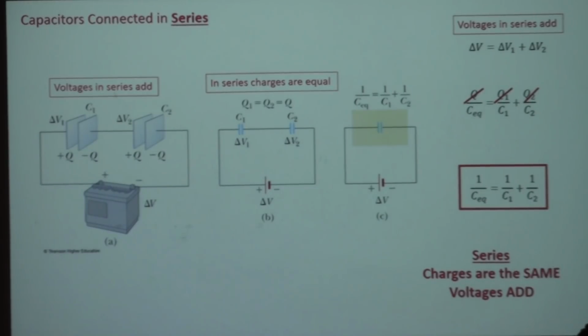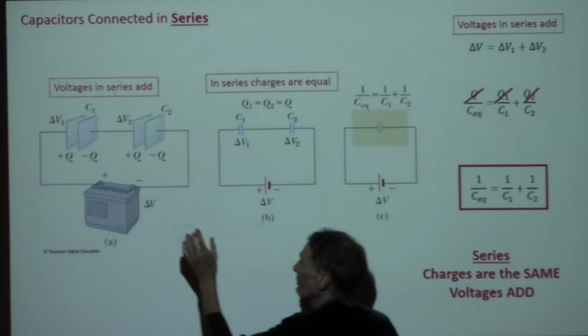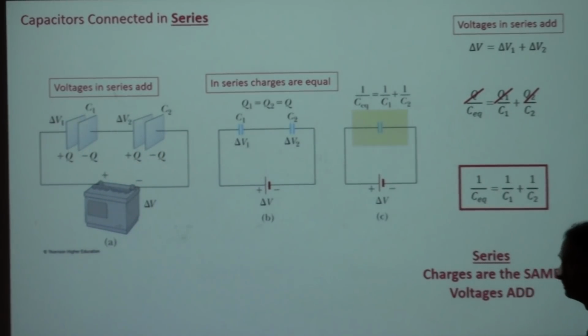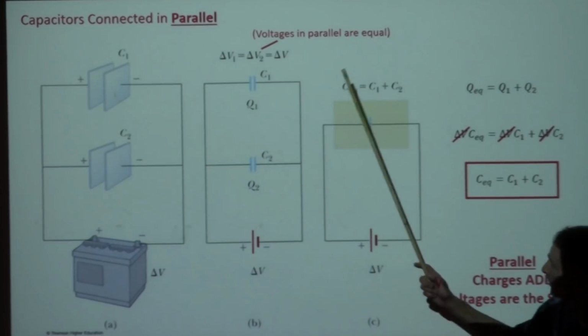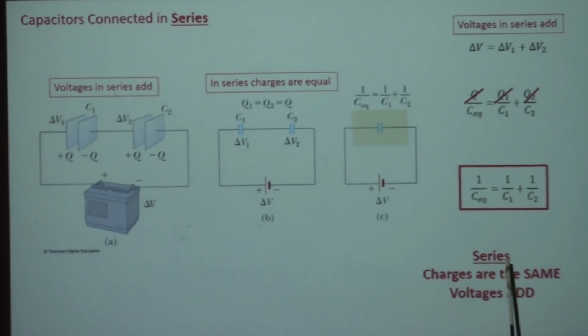Now, in series, the charges are the same on both of those capacitors, but the voltages will add as we go across there. Whew. So, in series, the charges are the same and the voltages add, and in parallel, the charges add and the voltages are the same. So parallel, the charges add and the voltages are the same. And in series, the charges are the same, but the voltages add.